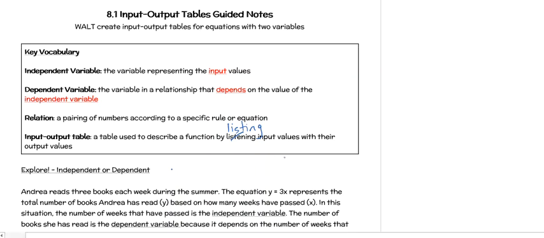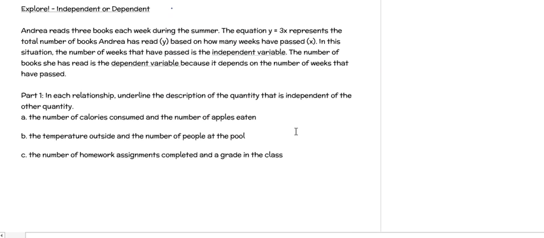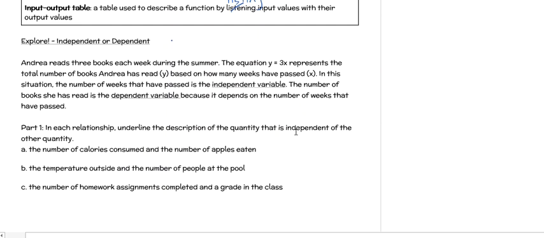Okay, so I kind of modified the explore activity that you would have done in class, and it's really about identifying independent or dependent variables. So let's go over this real world situation. Andrew reads 3 books each week during the summer. The equation y equals 3x represents the total number of books Andrew has read, y, based on how many weeks have passed, x. So y is the total number of books she's read, and how many weeks have passed is x. In this situation, the number of weeks that have passed is the independent variable.